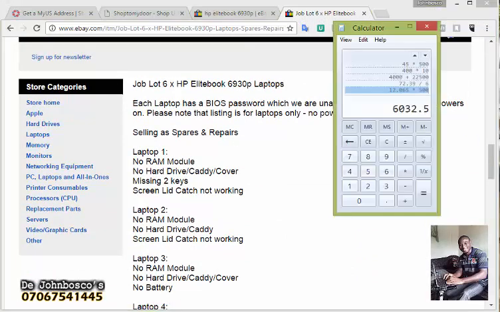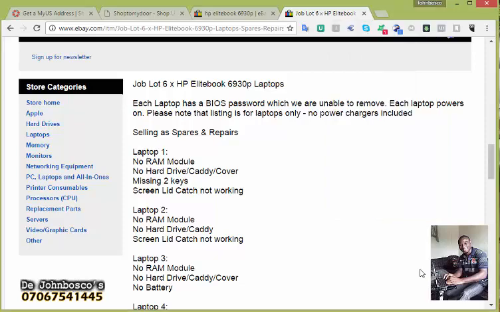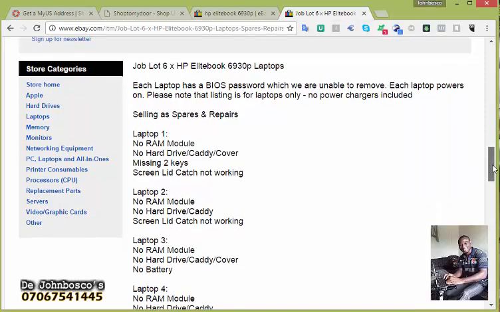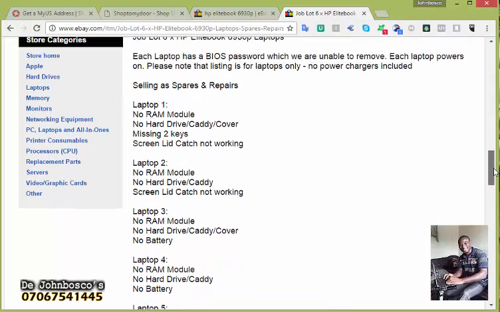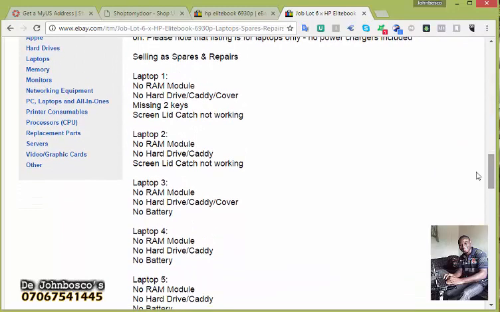So this one, same thing, but all the keys are complete. This one, no battery. Okay. This one, no battery. This one, no battery. So UK shipping only. Sold as seen and no returns. So now take a look at this. If you are comfortable buying this, remember this is not the final price.